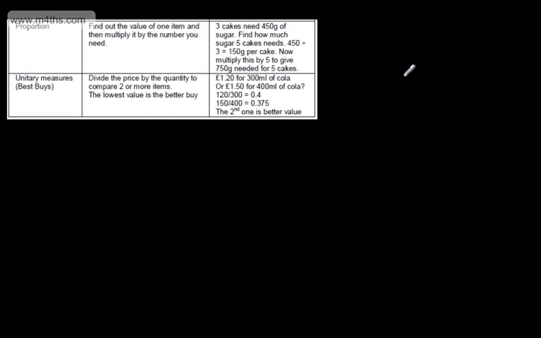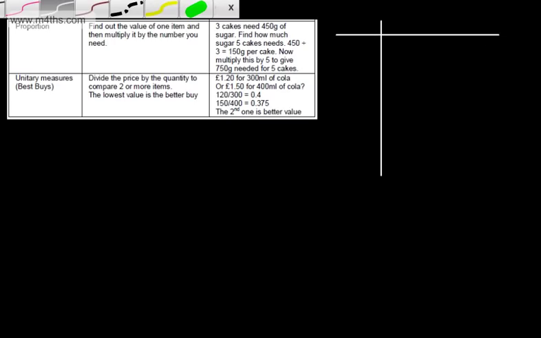Okay, let's look at proportion. Now, proportion is often chucked in at the start of a higher paper, or towards the end of a foundation paper. Let's look at proportion. What I'm going to do is write a recipe for cakes, and recipe ones are quite common. So let's do this. This is going to make 4 cakes. This is a typical question.